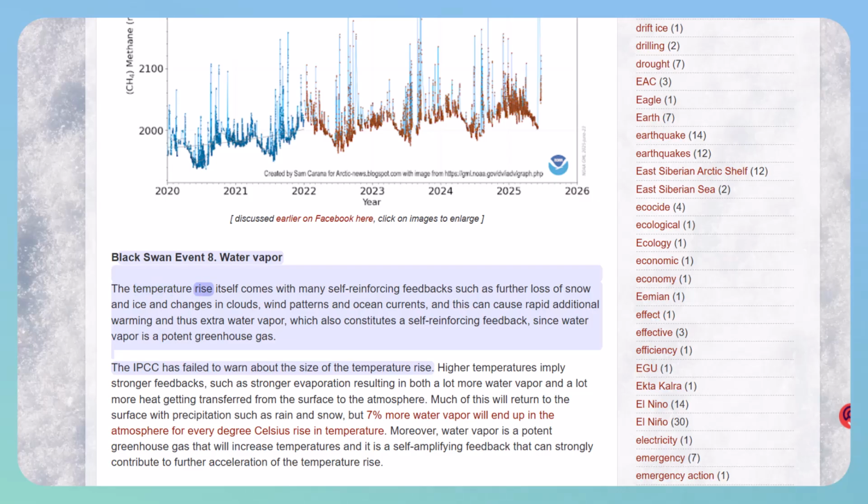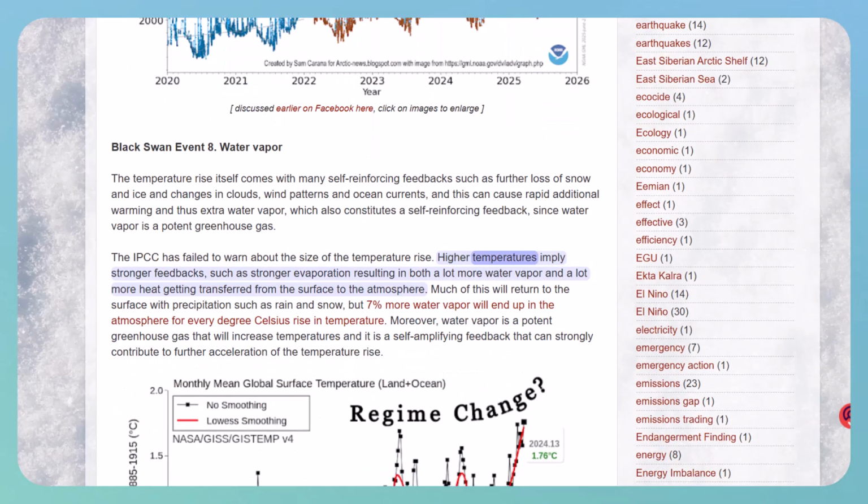The temperature rise itself comes with many self-reinforcing feedbacks such as further loss of snow and ice and changes in clouds, wind patterns, and ocean currents, and this can cause rapid additional warming and thus extra water vapor, which also constitutes a self-reinforcing feedback, since water vapor is a potent greenhouse gas. The IPCC has failed to warn about the size of the temperature rise. Higher temperatures imply stronger feedbacks, such as stronger evaporation resulting in both a lot more water vapor and a lot more heat getting transferred from the surface to the atmosphere.